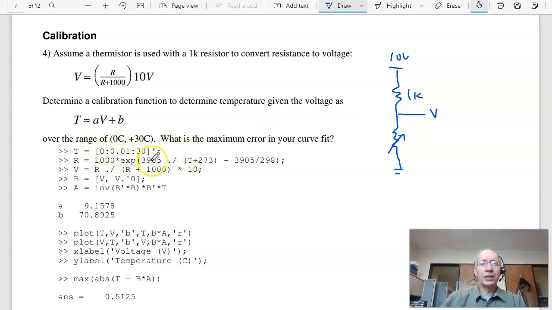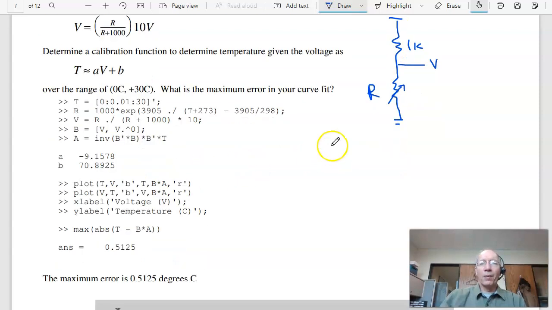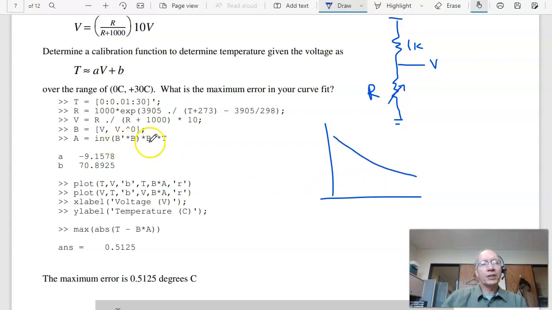Here's temperature, here's resistance of the thermistor, and call that R. Here's the voltage. So I'm going to get some curve. And it's going to do something kind of like this. Draw a straight line approximation to it.